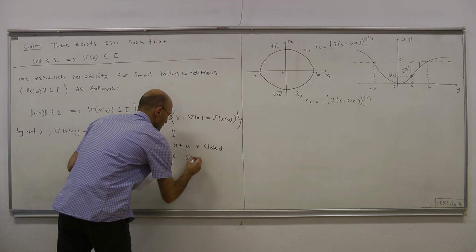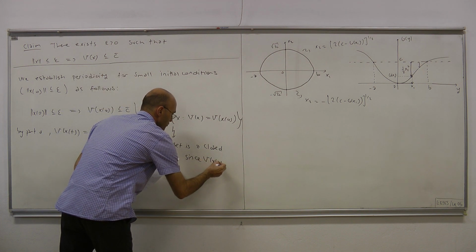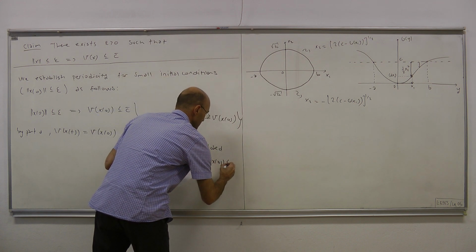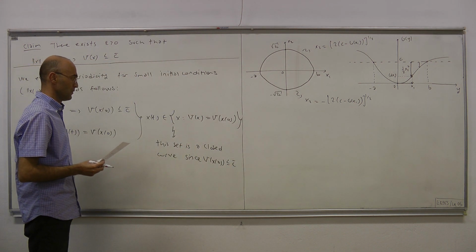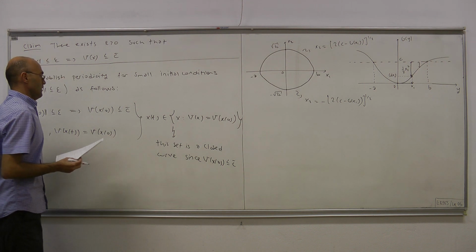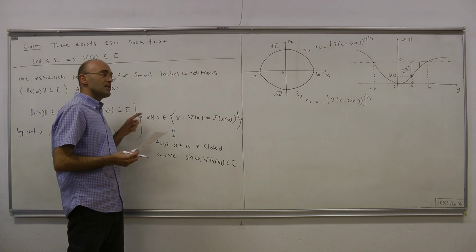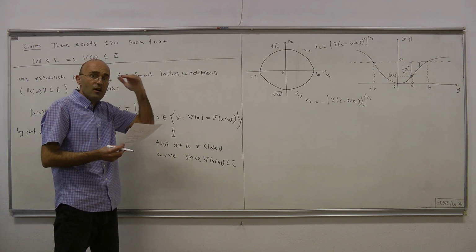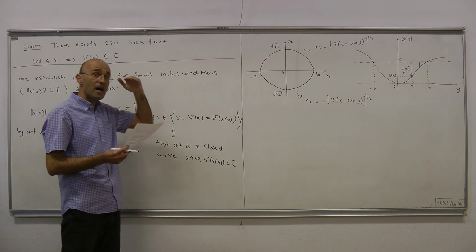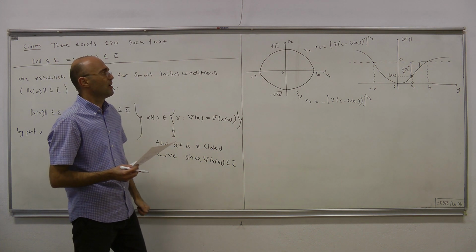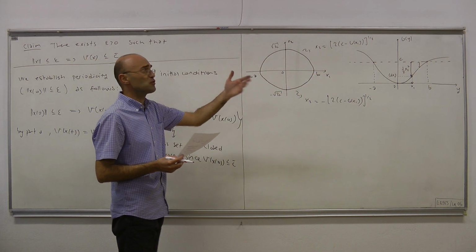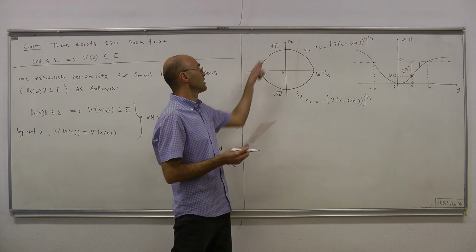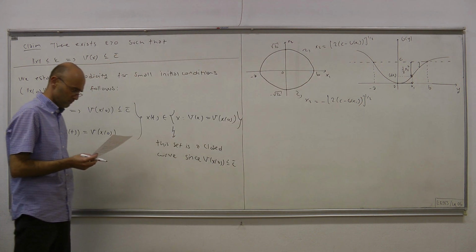Since v of x of 0 is less than or equal to c bar. Okay. Because c bar is our particular height below which there always exist two intersection points. Okay. And the existence of those two intersection points gave us this closed curve.